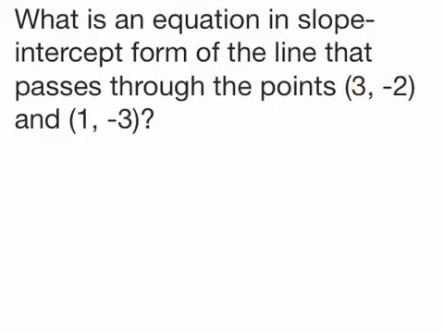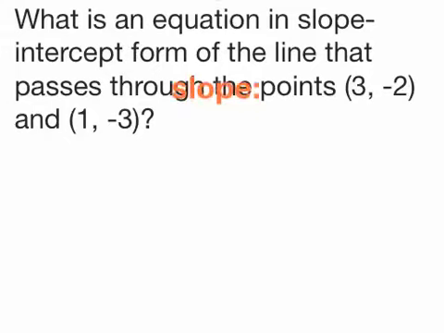And the next example says, what is an equation in slope-intercept form of the line that passes through the points (3, -2) and (1, -3)? Just like in the last example, when I'm given 2 points, I am not given the slope and the y-intercept, but I have enough information to find both of those.